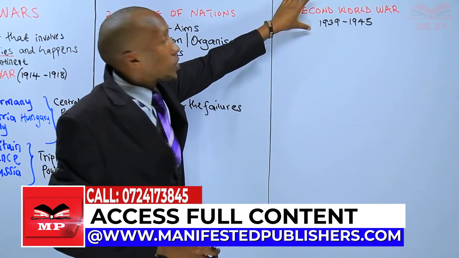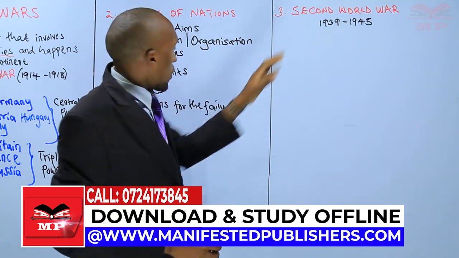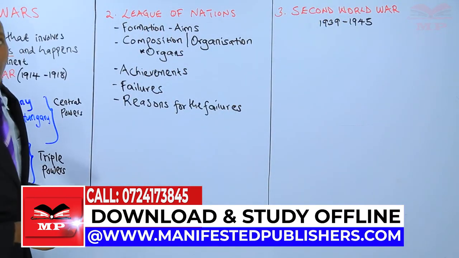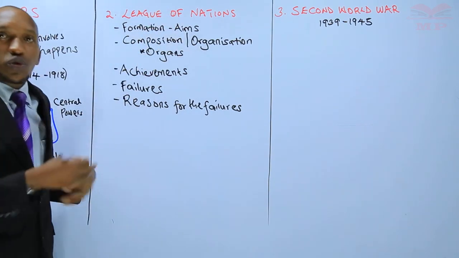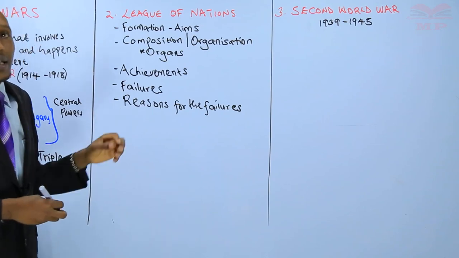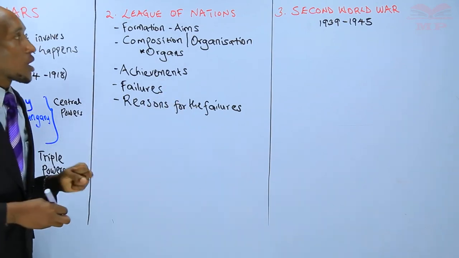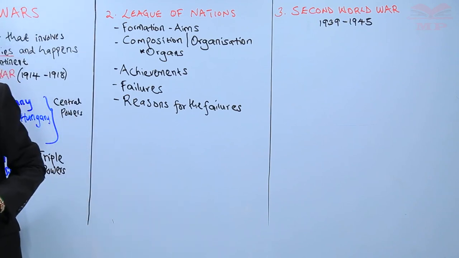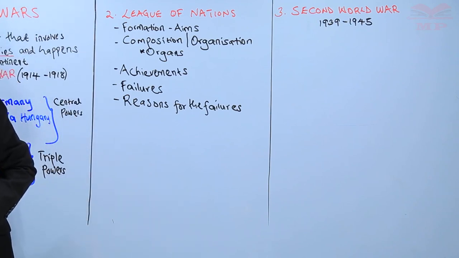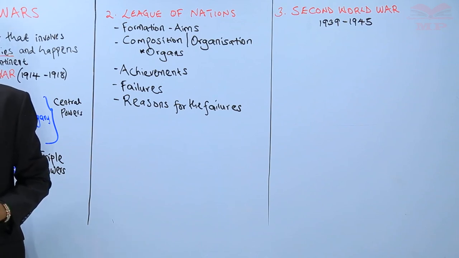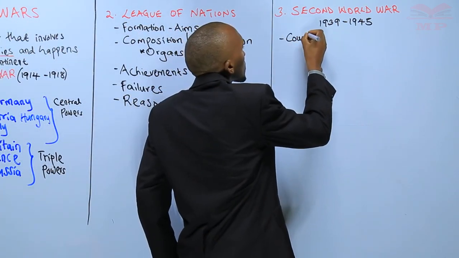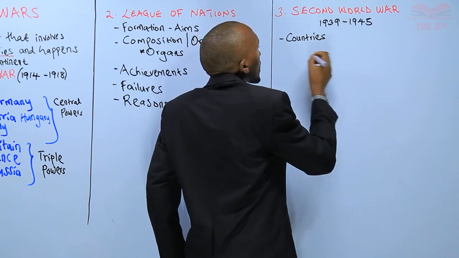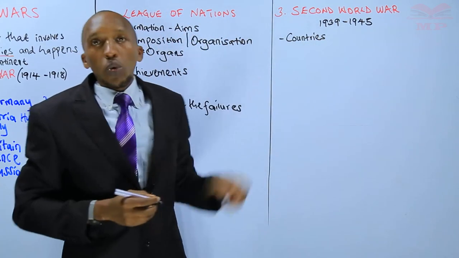We find that this war was a result of the First World War. There were some issues that the League of Nations tried to solve, but they could not be solved. That necessitated the outbreak of the Second World War. So we are going to look at the countries that took part in the Second World War.